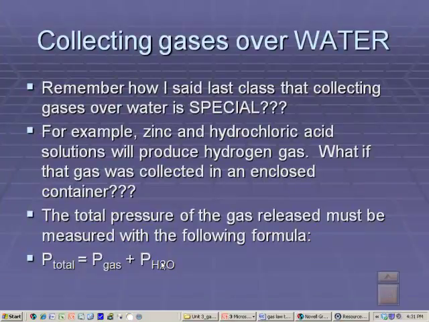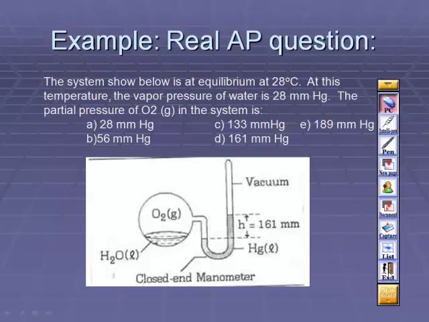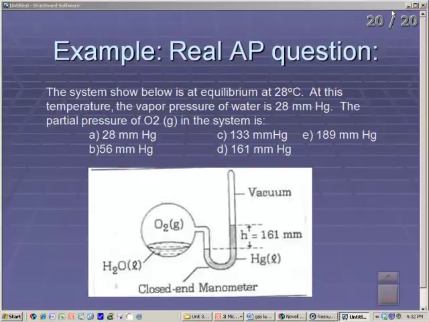So if you're, well, let me just show you. Here's an example. This is a real AP question that I pulled out, and it says the system below is at equilibrium. Okay, so it's totally at equilibrium. And the temperature here is at 28 degrees Celsius. And then it says at this temperature, the vapor pressure of the water is 28 millimeters of mercury. So, all right, think of this container.